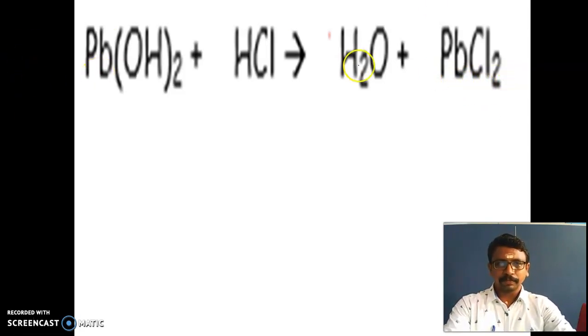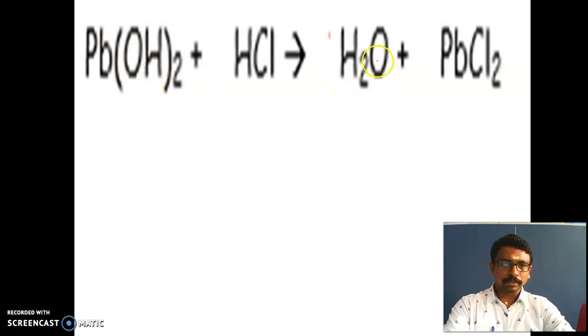So here we can see lead first. In the reactant, how many atoms of lead are here? Only one. In the product also lead has only one atom. Next we can go for oxygen. In lead hydroxide, how many oxygen atoms? 2, because the formula is Pb(OH)2. The subscript 2 indicates that the oxygen has 2 atoms, and the hydrogen also has 2 atoms. So in the reactant, the oxygen contains 2 atoms.